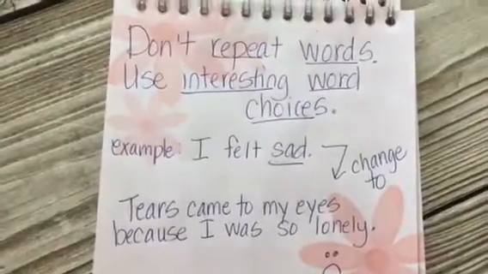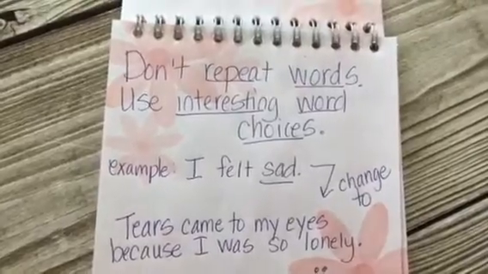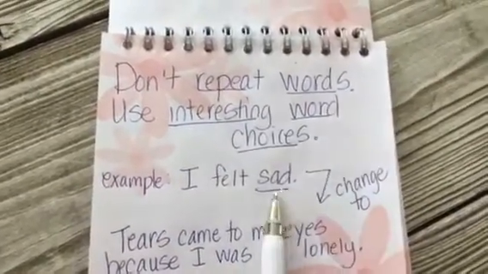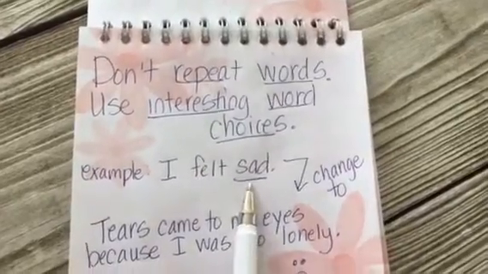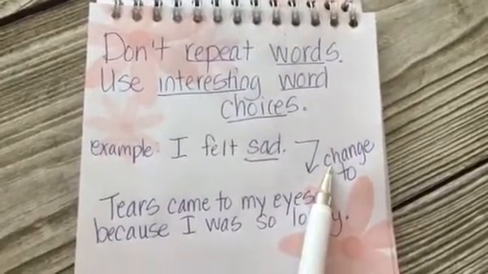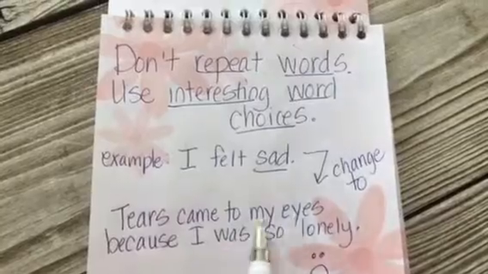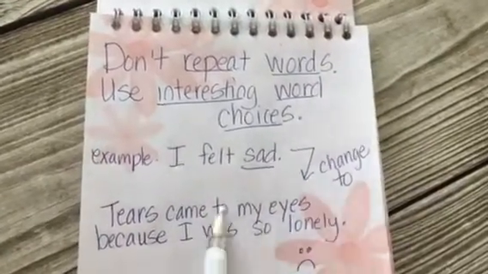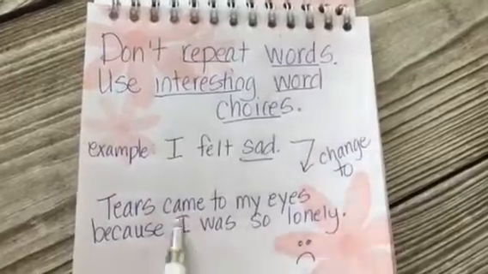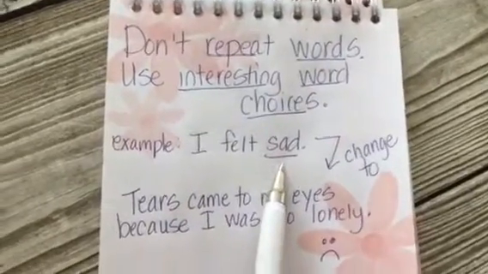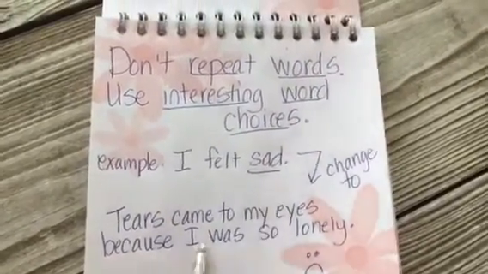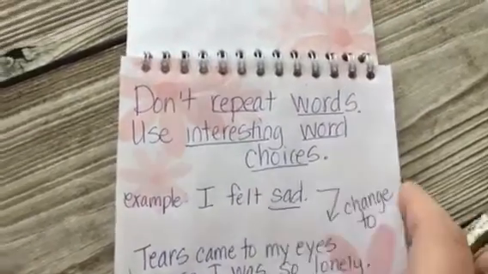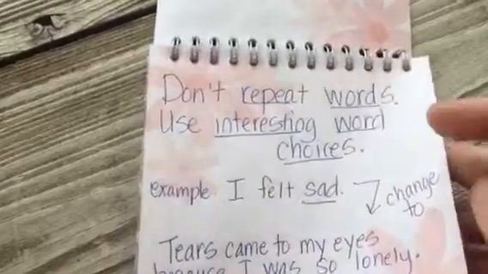Okay, we don't want to repeat words over and over. We want to use interesting word choices as well. So instead of saying I felt sad or I felt sad again, we could change it to tears came to my eyes because I was so lonely. This means I'm sad, but I've said it in a much more interesting way than just the word sad. So many of you can do something like this in your stories instead of just being so straightforward with one word.